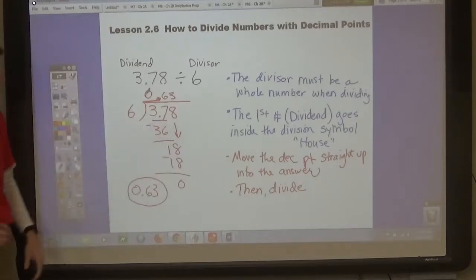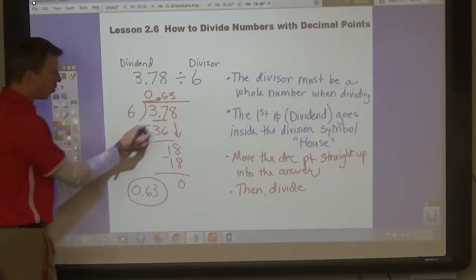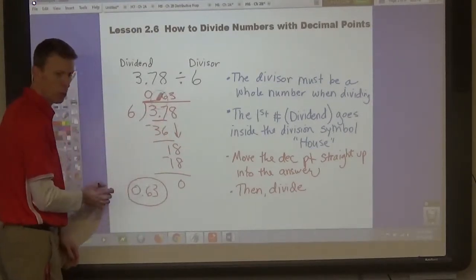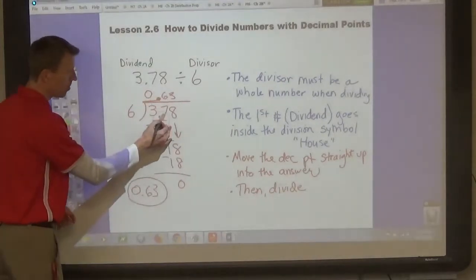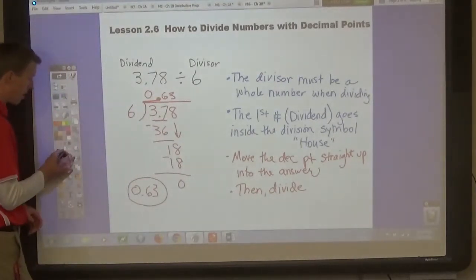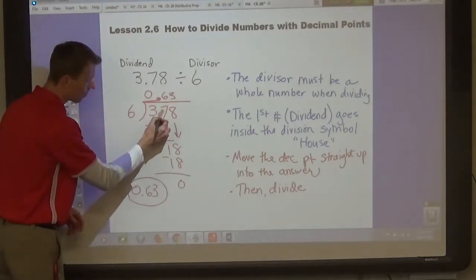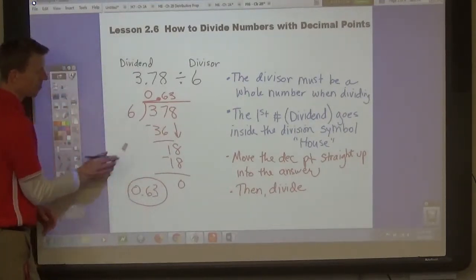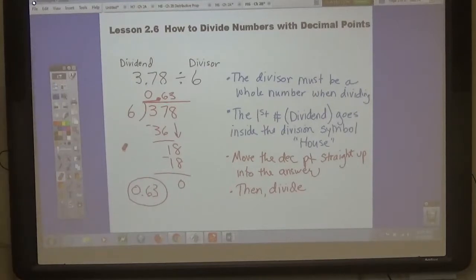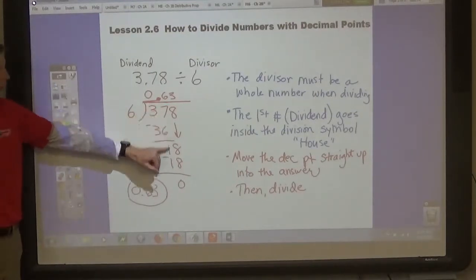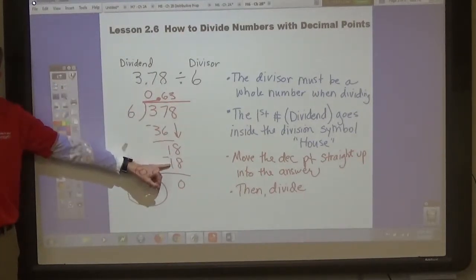Okay? Now, if it helps you, once you put the decimal point up into the answer, you could just erase the decimal point in the dividend when you divide. But just remember, when you're subtracting, to ignore the decimal point. Okay?